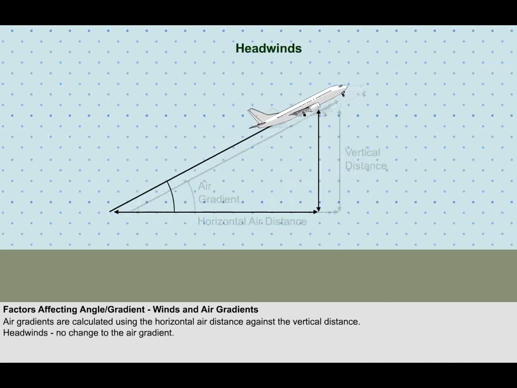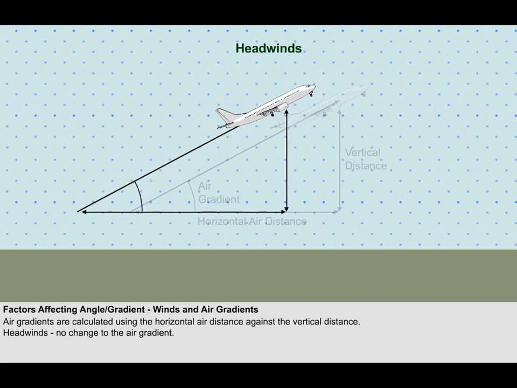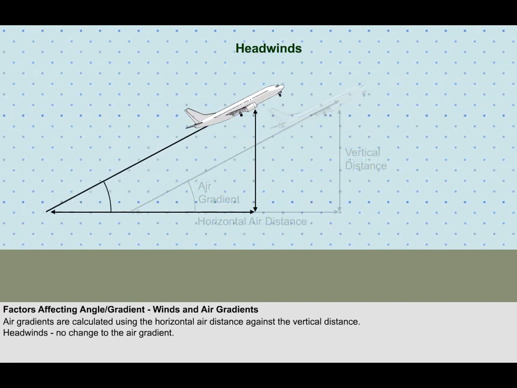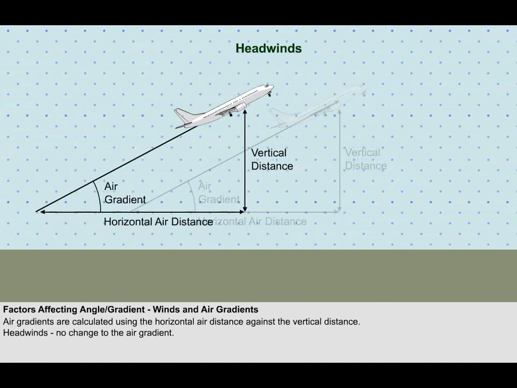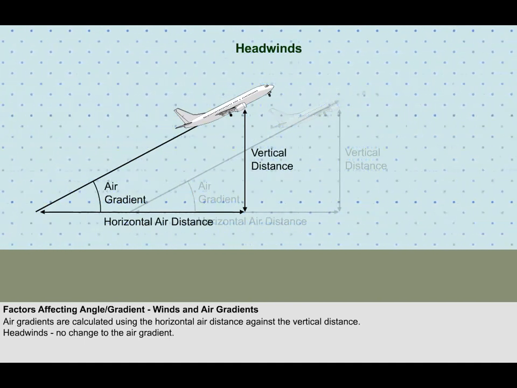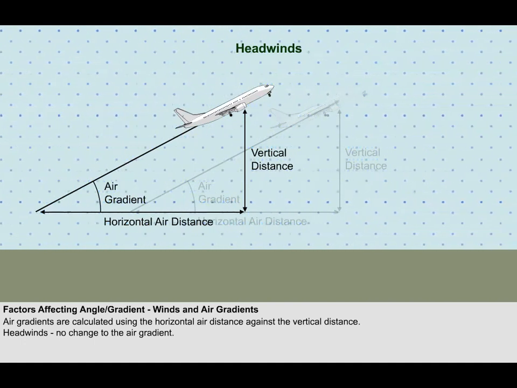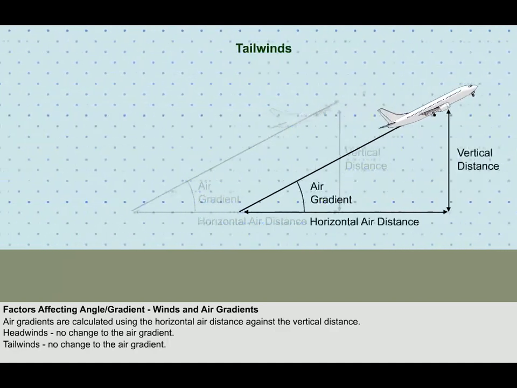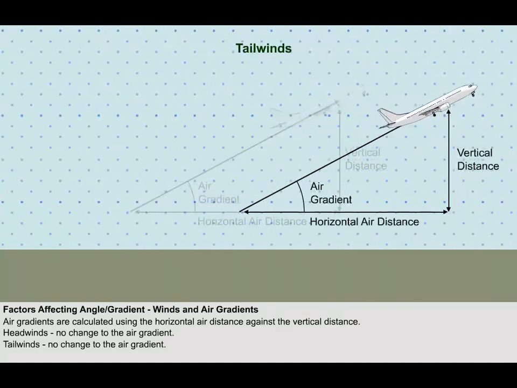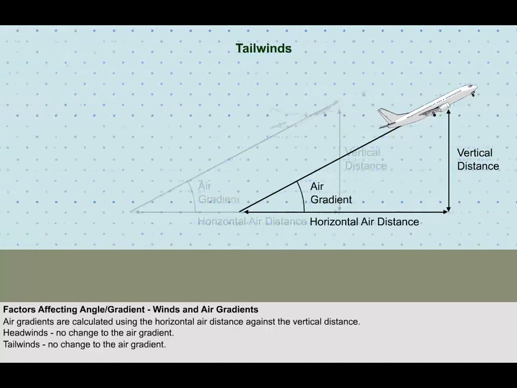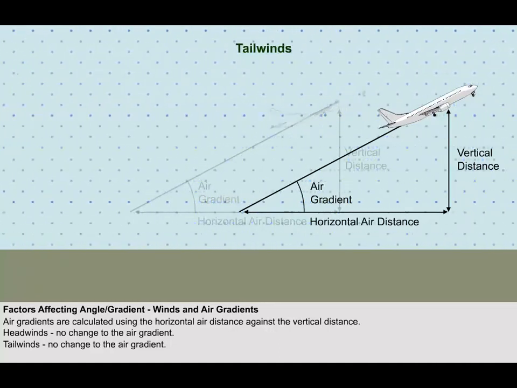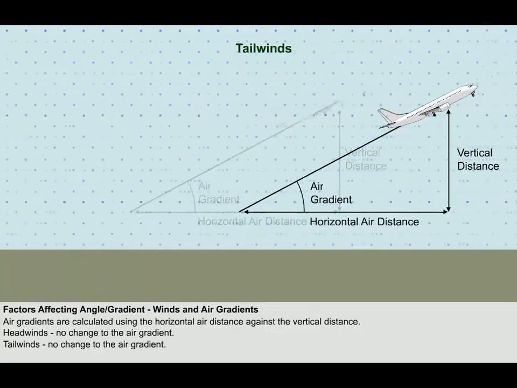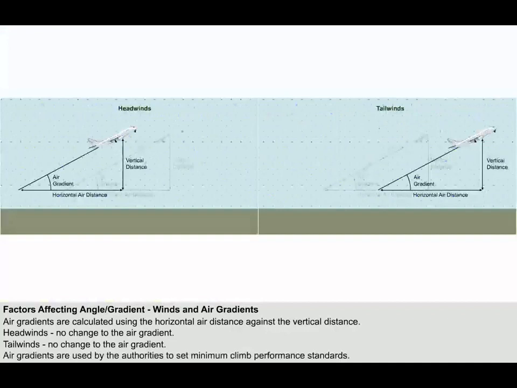If there is a headwind, notice that the start and end point of the climb, being measured relative to the moving air, are being pushed backwards. However, the climb angle relative to the air is still the same. If there is a tailwind, the same considerations apply. The start and end point of the climb, being measured relative to the moving air, are being pushed forwards this time. But, as before, the climb angle relative to the air is still the same. An important point to retain about the air gradient is that winds have no effect on them.